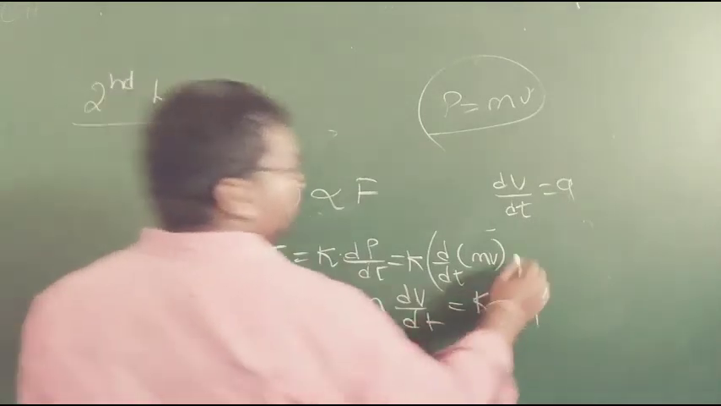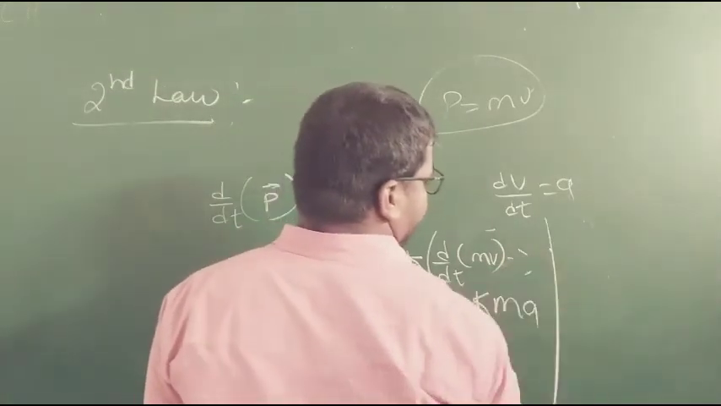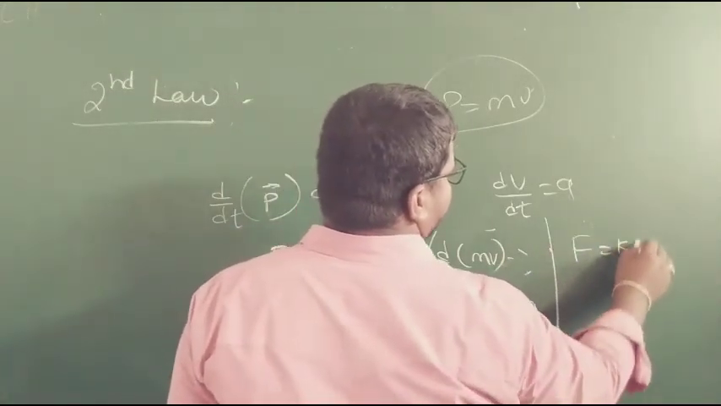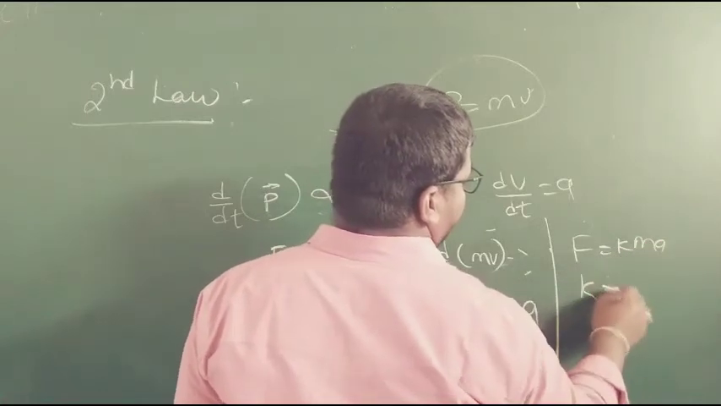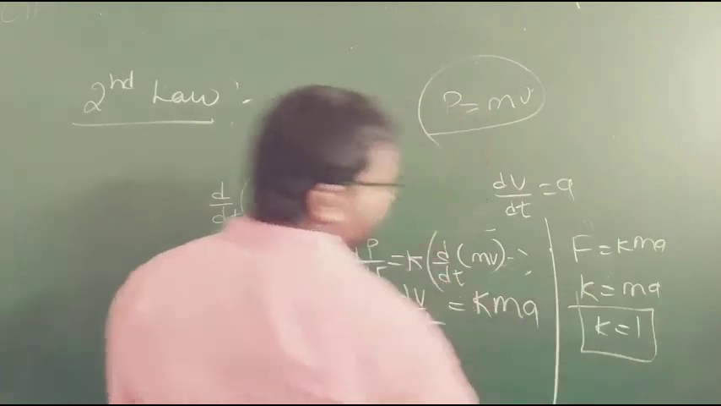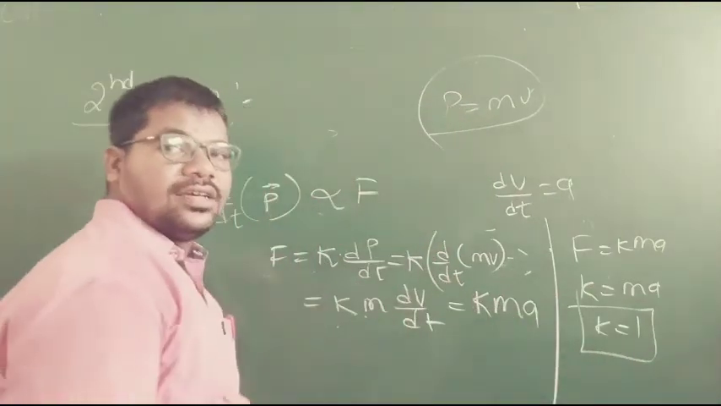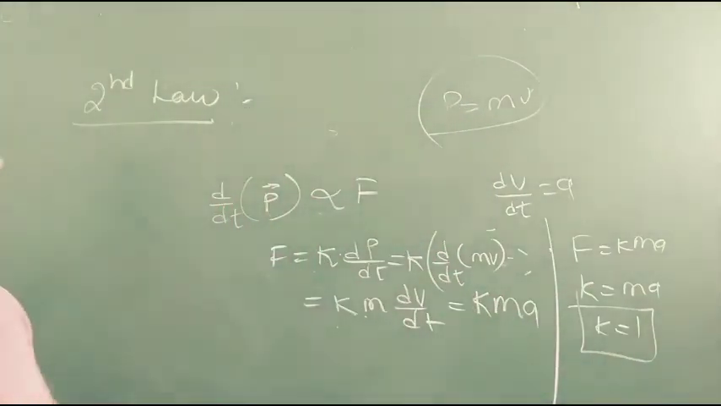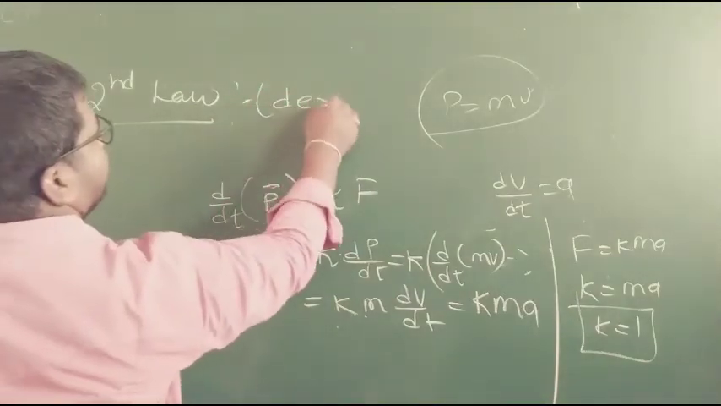Okay, understand? So F is equal to kma. F is equal to ma, where k is the force constant, and its value is 1. Okay, understand, my children? This is the derivation.